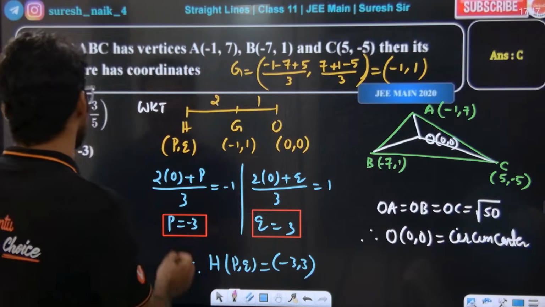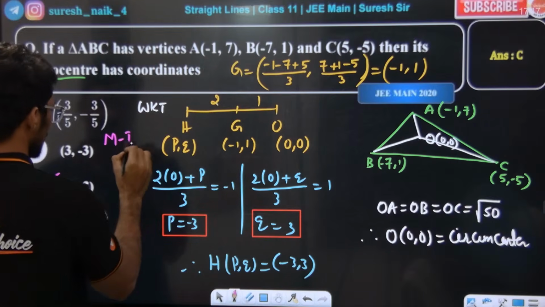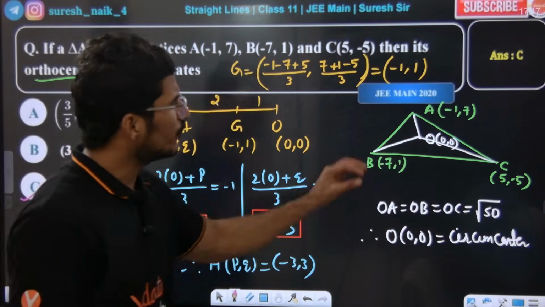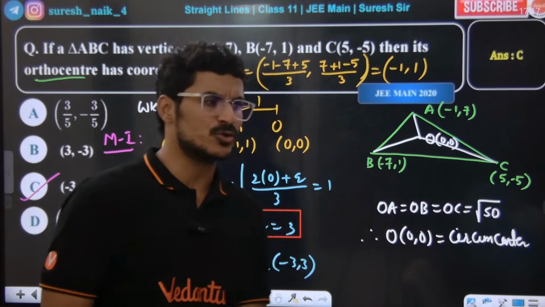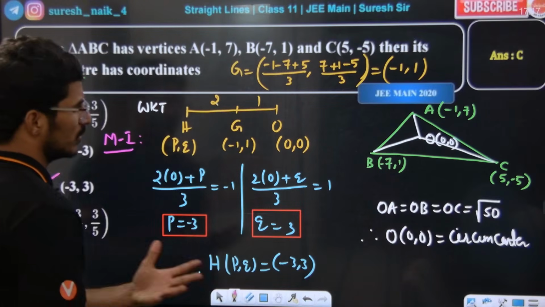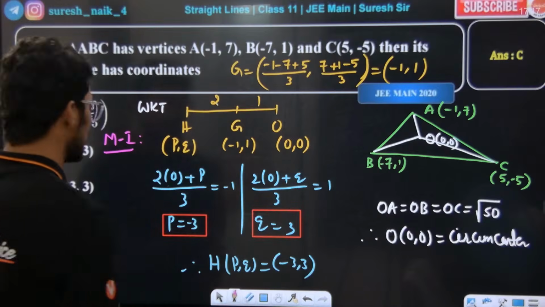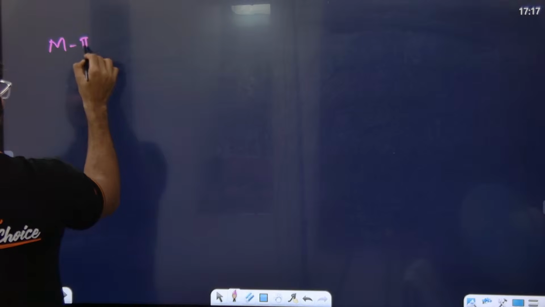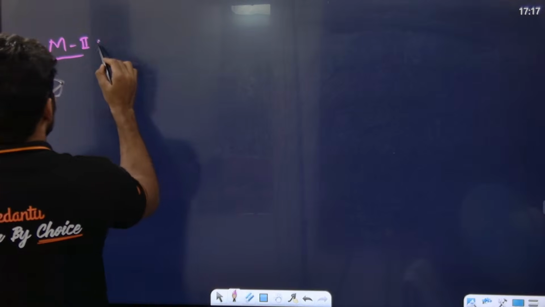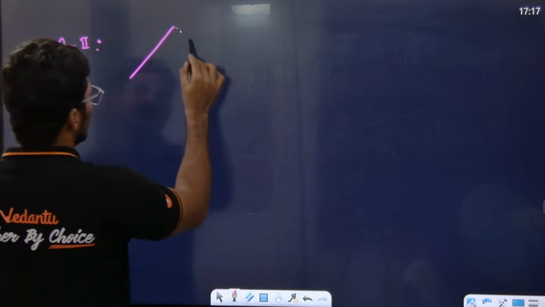What is method 2? This was method 1. Method 2 is: you find the altitudes. Any two altitudes you find, and then find the point of intersection of the two altitudes. Guys, I will give a hint; you need to do that.